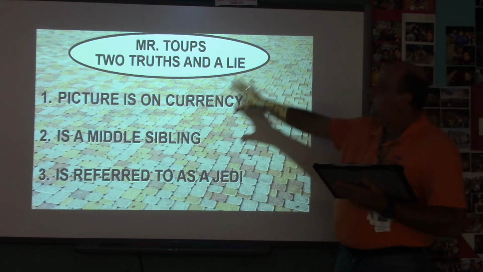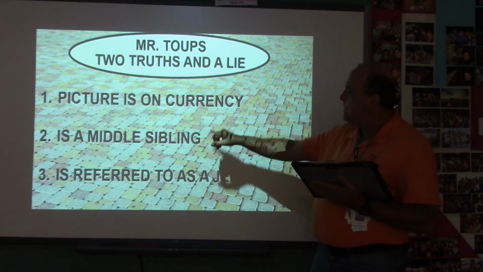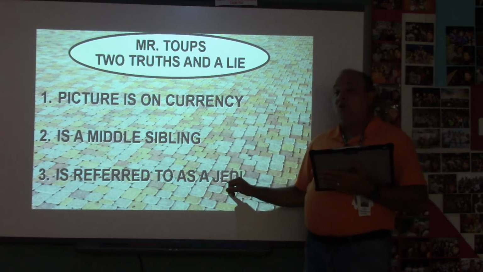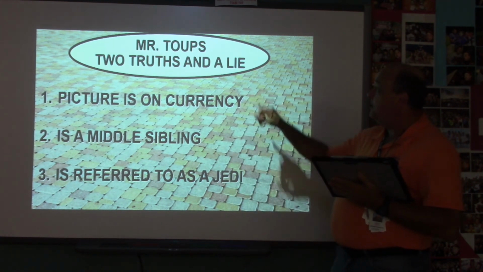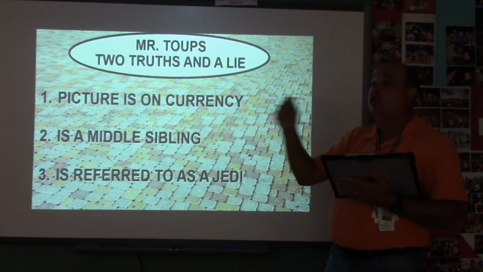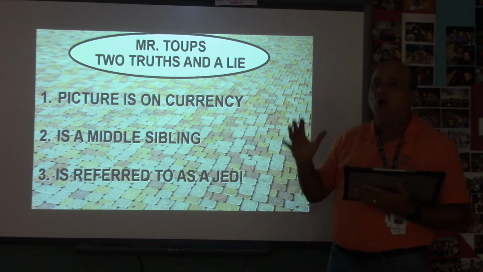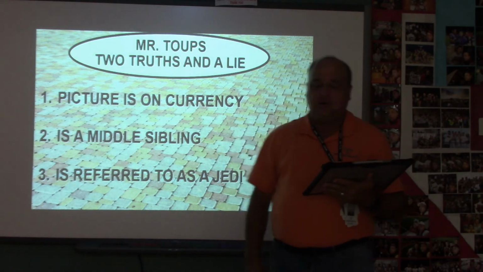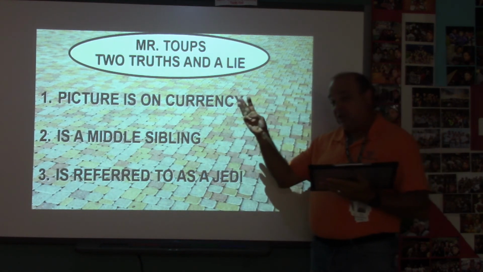So one of these is a lie, okay? Picture on currency, a middle sibling, or am I referred to as a Jedi? Okay, so which one of these is a lie? Picture on currency, that means I'm on money you could use. Middle sibling and referred to as a Jedi. Which one is the lie? Okay. Oh, so we got the picture, the sibling, and the Jedi.